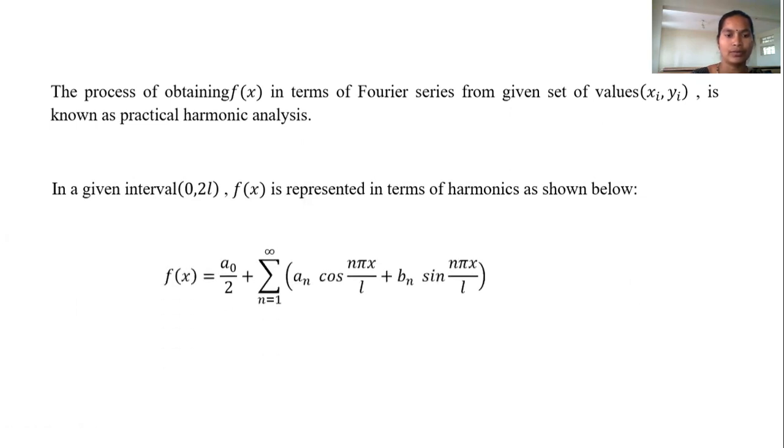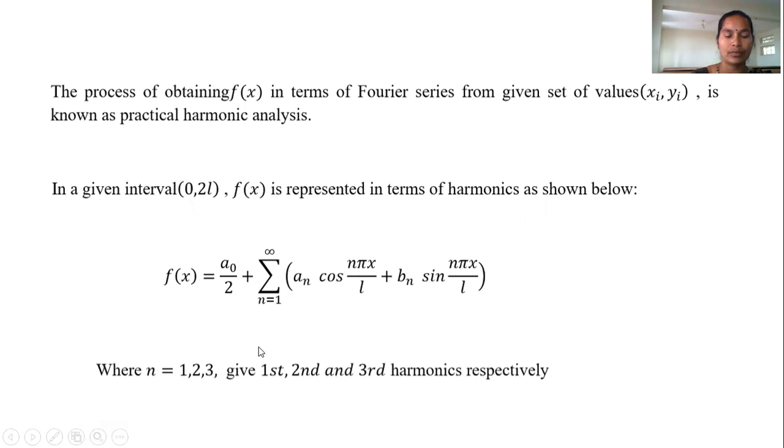So here we have the formula for practical harmonic analysis: f of x equals a naught by 2 plus summation n from 1 to infinity of a n cos n pi x by l plus b n sin n pi x by l. As you can see, we have used the word Fourier series. The formula for the Fourier series is the same: f of x equals a naught by 2, but here we take the sums independently, summation n equals 1 to infinity a n cos n pi x by l plus summation b n sin n pi x by l.